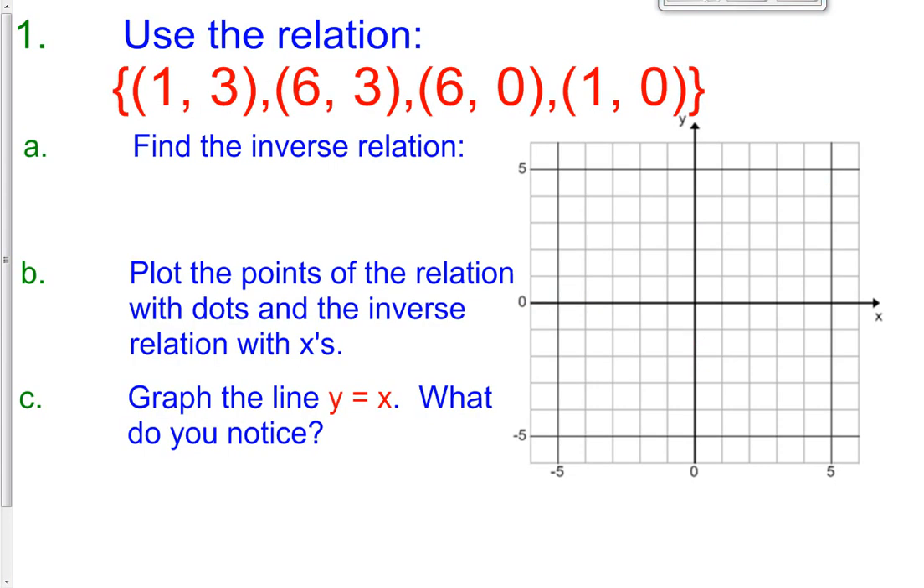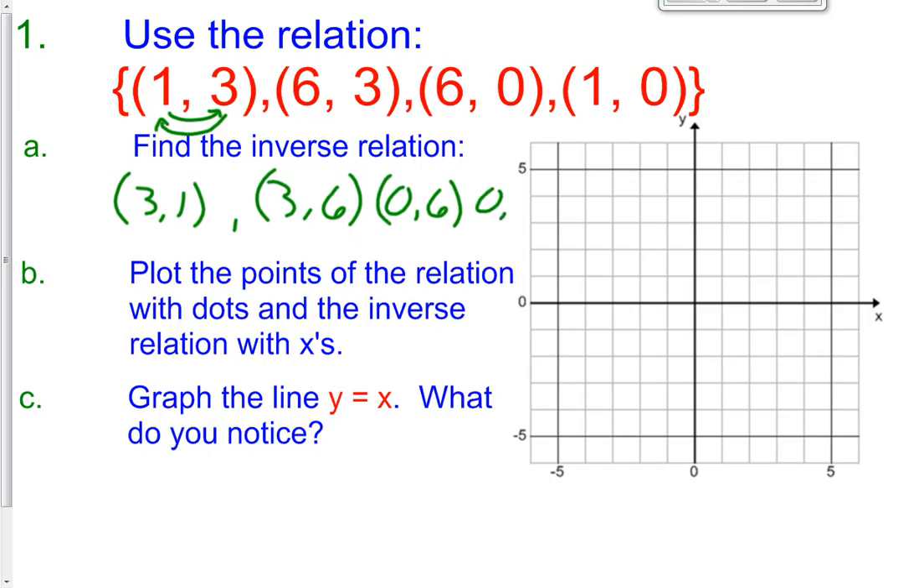Here we have the relation 1, 3, 6, 3, 6, 0, 1, 0. Find the inverse of the relation. Well, that's quite simple. Bring 1 right here, bring 3 right here. So our inverse relation is 3, 1, 3, 6, changing around the ordered pairs, 0, 6, and the last one is 0, 1. Next part says plot the points of the relation with the dots and the inverse relation with the x's. So we're going to see what this looks like when we put it on a grid.